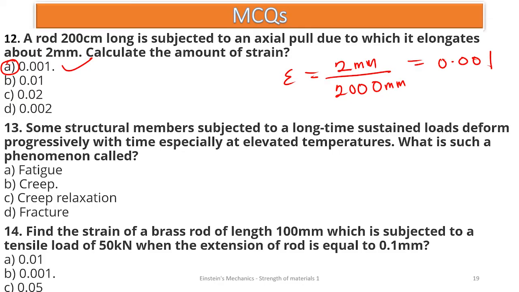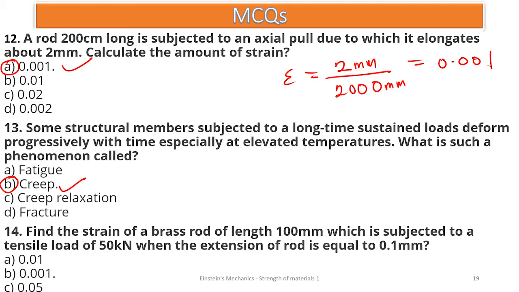So here, some structural members subjected to a long time sustained loads deform progressively with time, especially at elevated temperatures, which is what is such a phenomenon called. So when a member is subjected to a long sustained load and it deforms progressively with time, especially at high or elevated temperatures, what's that phenomenon called? It is called creep. So the material will be what? Under creeping. So that is B.